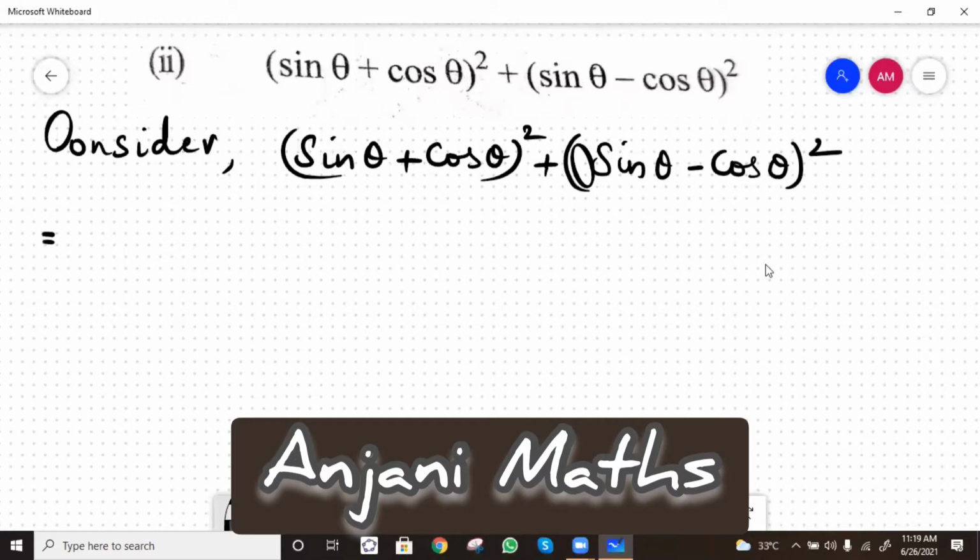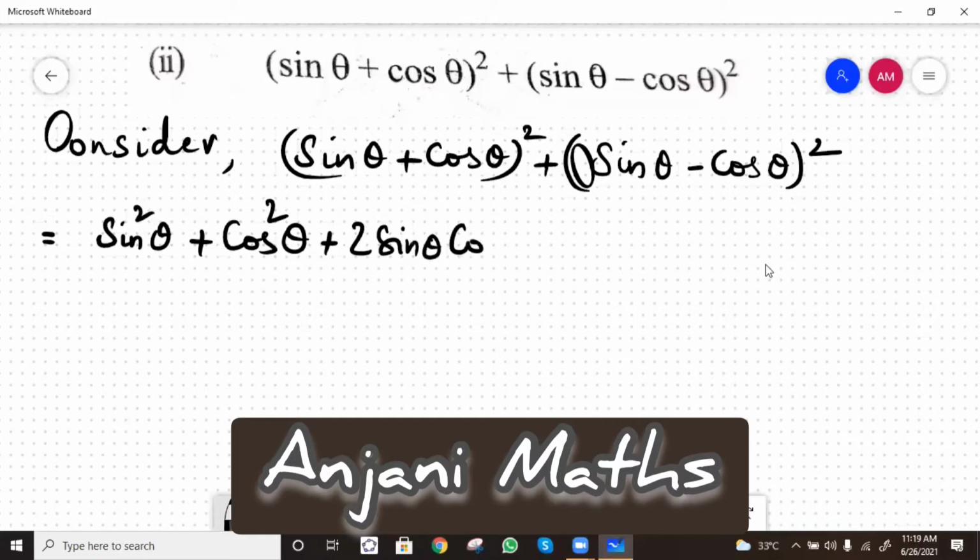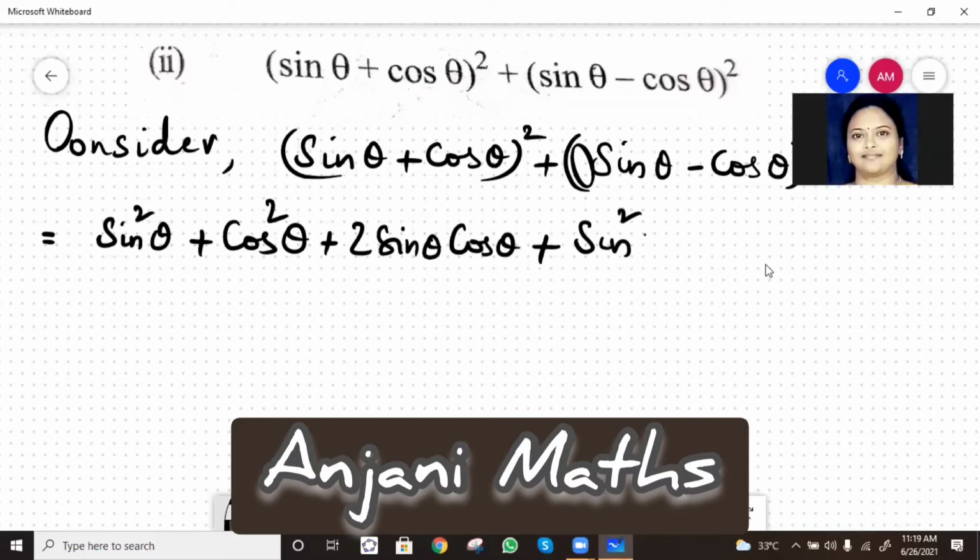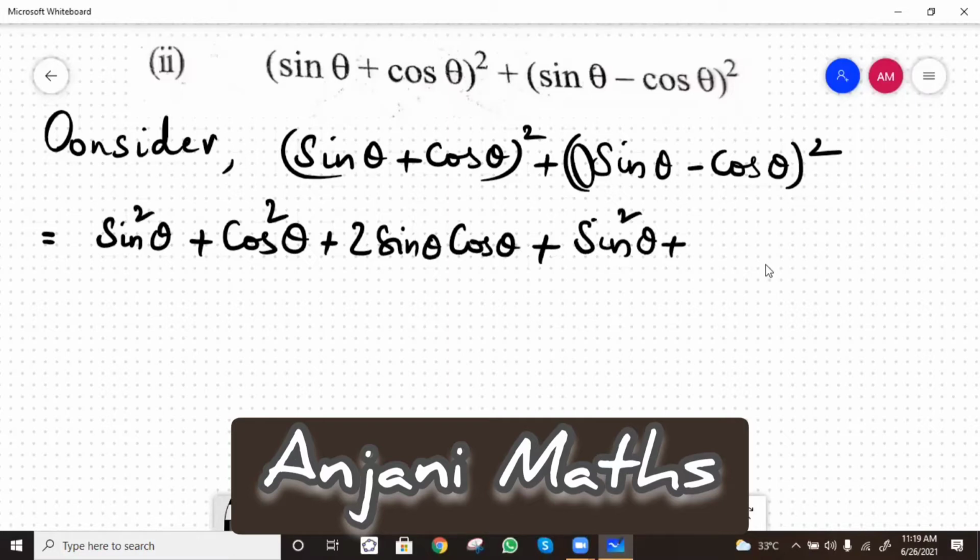So that is equal to, what is a plus b whole square? a square plus b square plus 2ab, 2 into sin theta into cos theta. Similarly, what is a minus b whole square? a square plus b square minus 2ab, minus 2 into sin theta into cos theta.